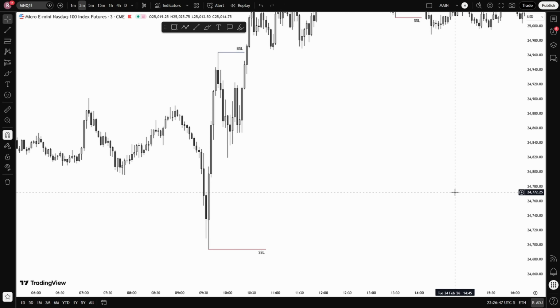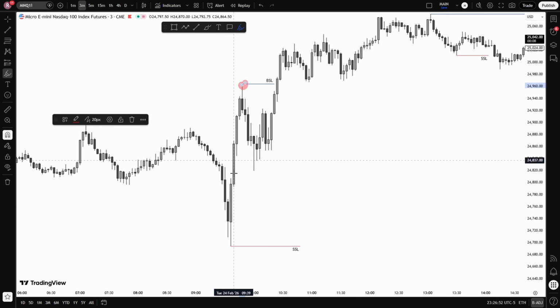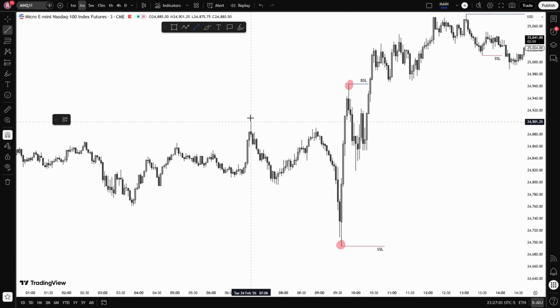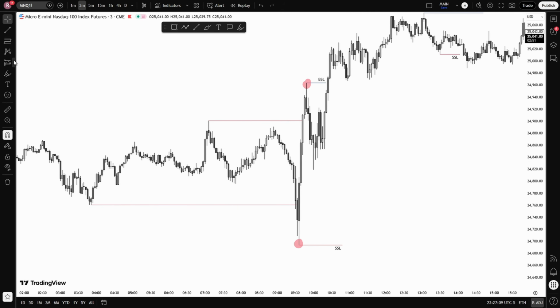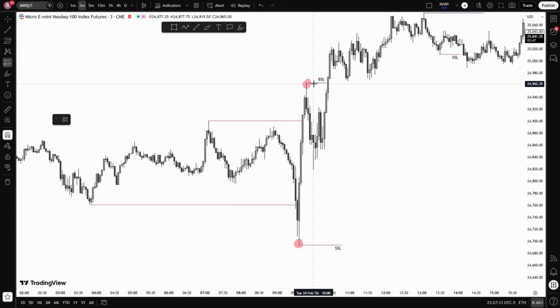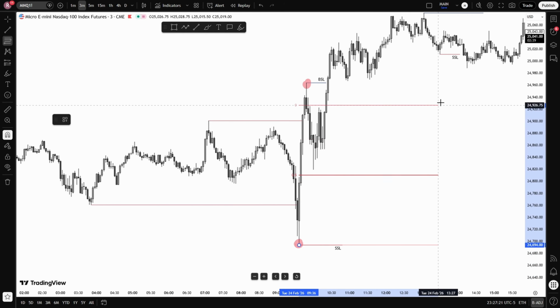So the first thing you need to understand when marking out discount and premium is identifying the correct range. And this is where most people mess up. You cannot just randomly throw a fib on the chart. You need a clear swing high and a clear swing low. I am usually looking for the most prominent move in the area I am studying, something that clearly created displacement and structure. Once I identify that swing high and swing low, I draw my fib from the high to the low if we are measuring a bearish leg, or from the low to the high if we are measuring a bullish leg. What this does is it defines the dealing range.